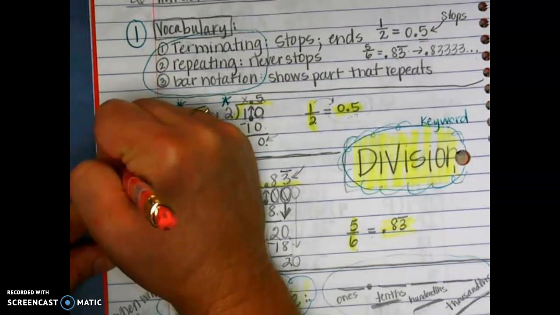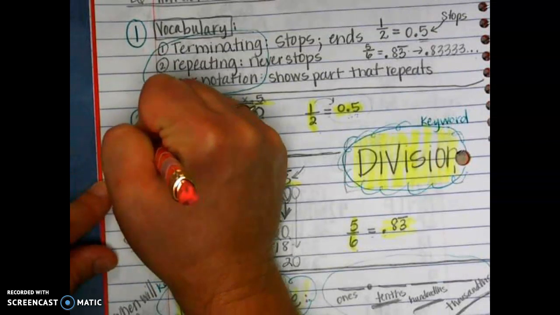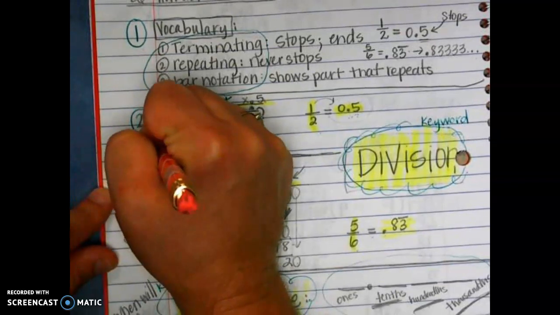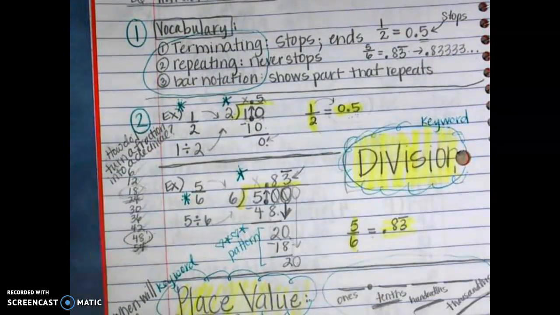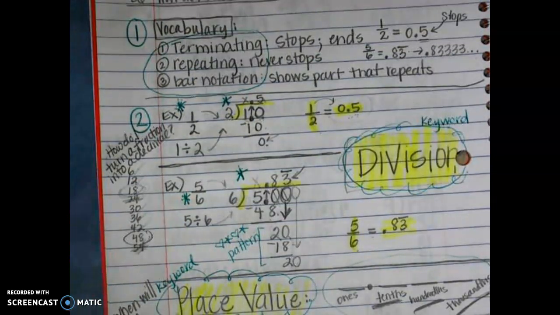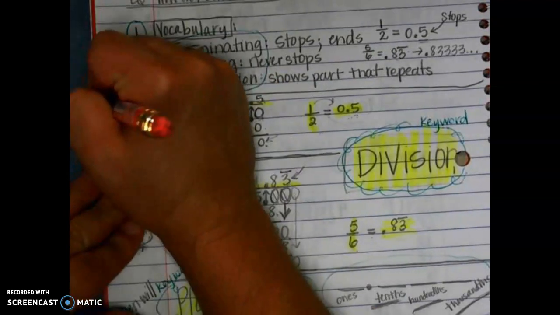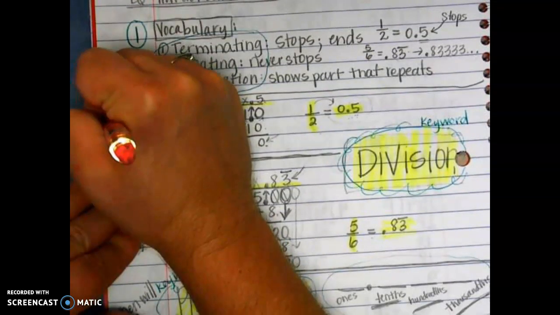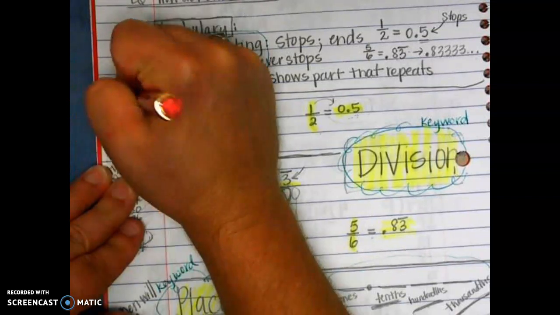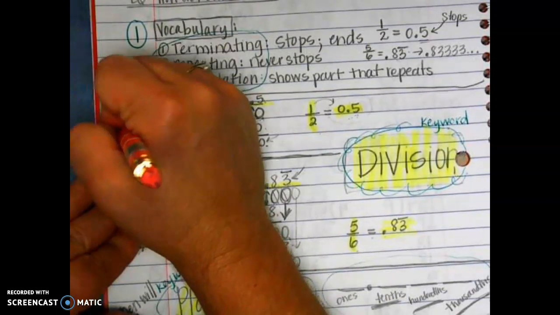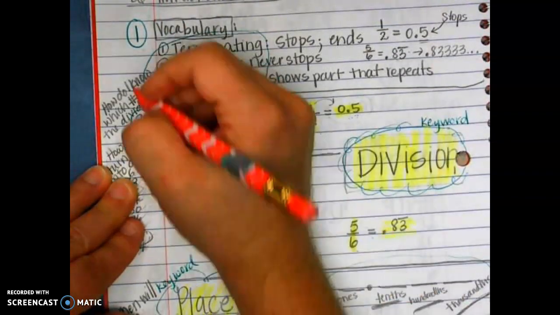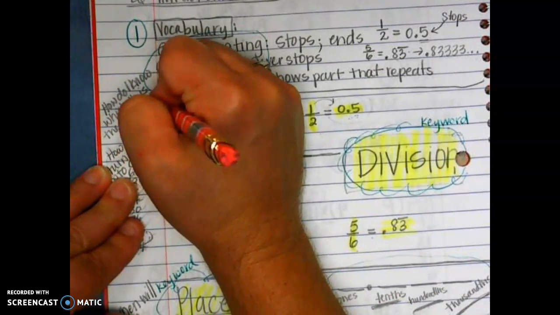How do I turn a fraction into a decimal? Question mark. And then I also want to ask, how do I know which number goes in the division? So I'm going to have to make some room up here. How do I know which number is the dividend? Question mark. And the dividend is the one inside.